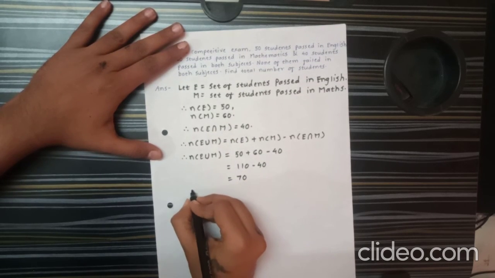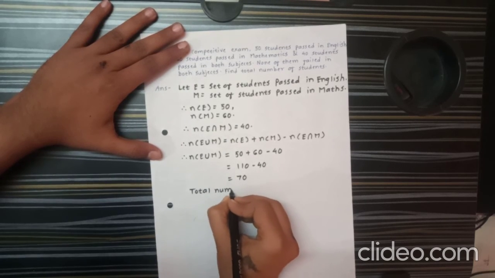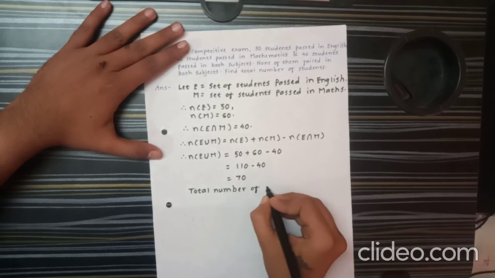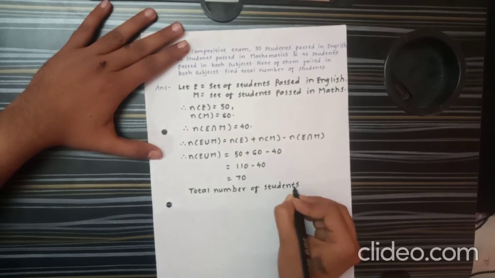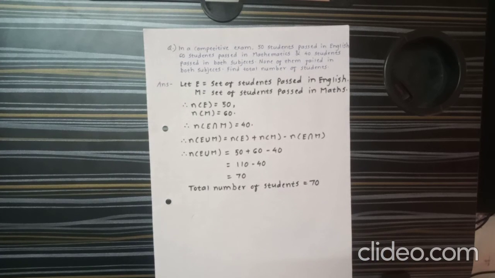So in words we have to write total number of students equal to 70. Remember, in case of word problems, you have to write the answer in proper sentence at the end of your solution. Then only you will get complete marks, or there are chances if you do not write this final statement, half of the mark can be lost.